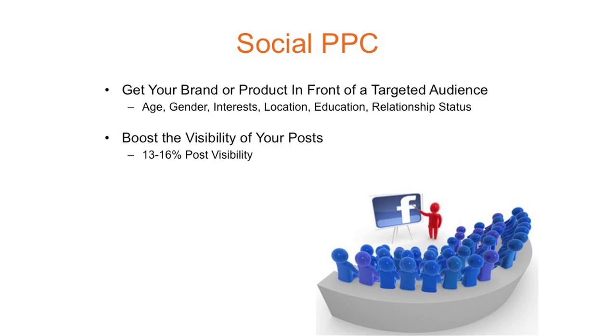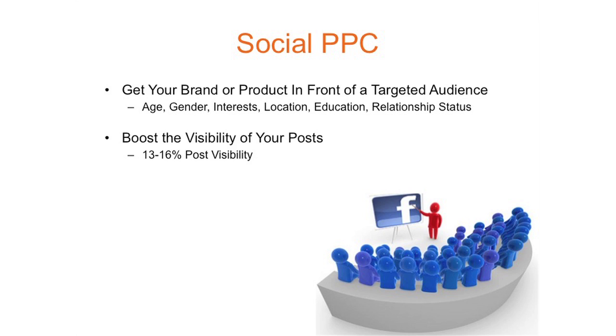So let's take a little look at social PPC, or social pay-per-click. Why would you do pay-per-click on Facebook if you can just post something on there? Well, it gets your brand or product in front of a targeted audience. So maybe that's a specific age, gender, interest, specific geographic location, city or state, or even a relationship status. Is that person single? Are they married, engaged? And the reason why most people do social PPC, specifically on Facebook at least, is it boosts the visibility of what you're already posting.